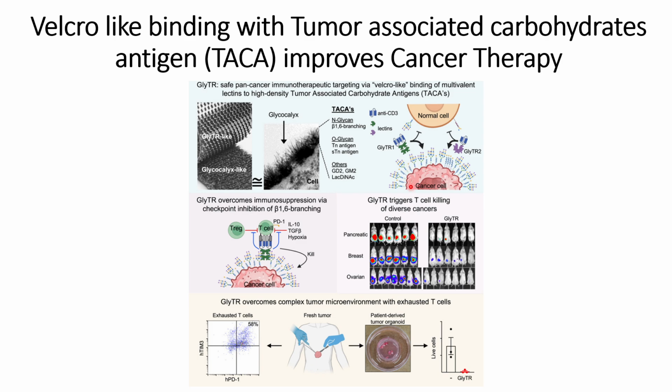At the same time, they have also designed this GlyTR, that is Glycan dependent T cell recruiter, to overcome the immunosuppression, which is mainly the case with most of the cancer therapies in solid tumors, because of this immunosuppression that happens in the tumor microenvironment.